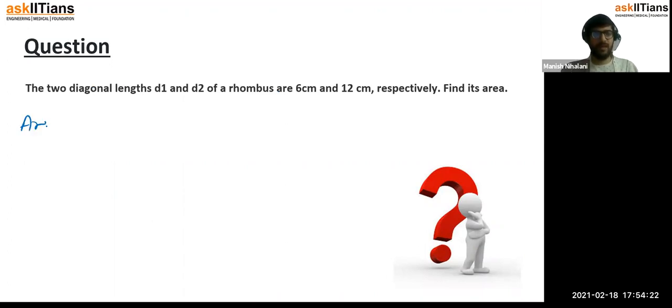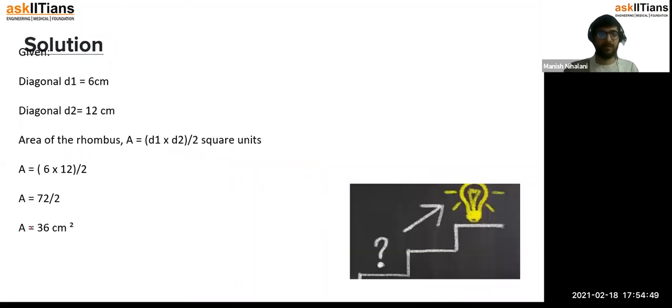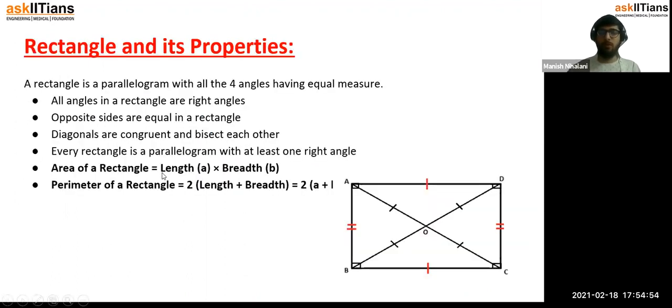So we would say area of rhombus is equal to half into d1 into d2. So this is half into 6 into 12. Two sixes are twelve, so this is just 36 centimeters square. This is the area. Correct. Let's now talk about another special parallelogram, that is a rectangle.